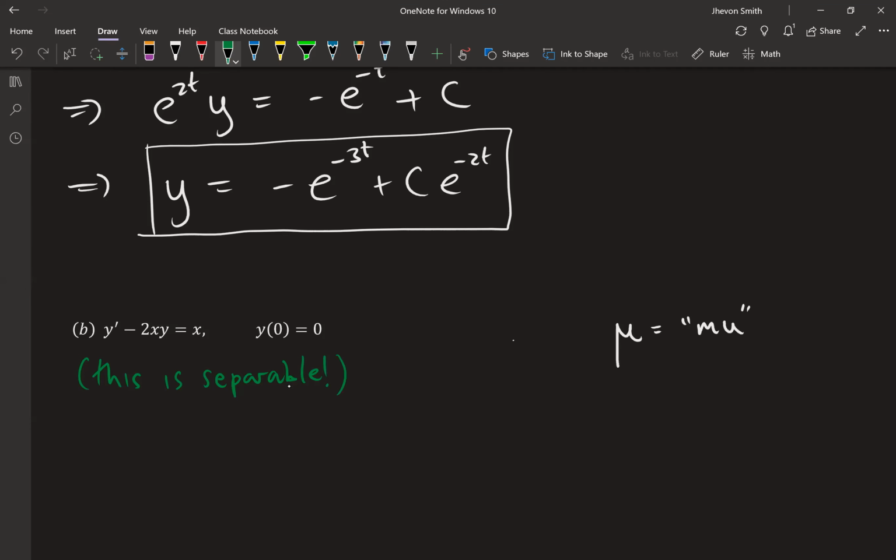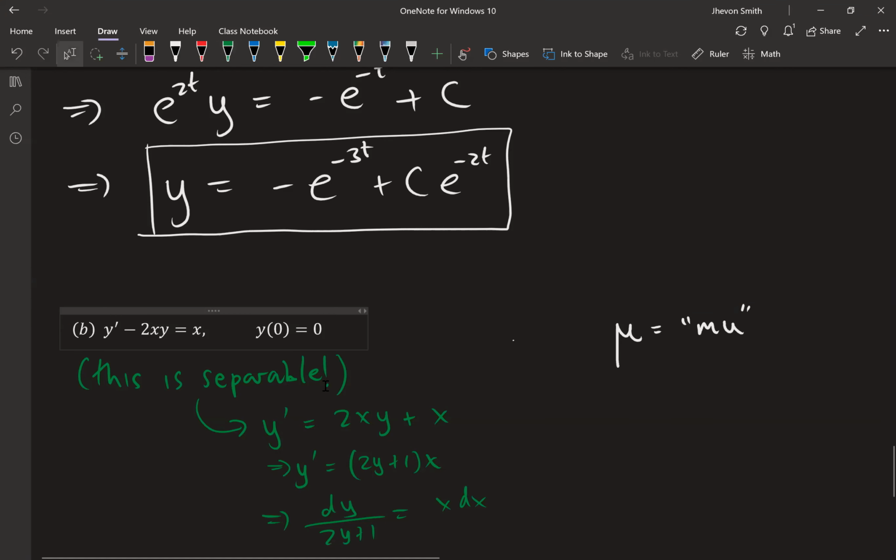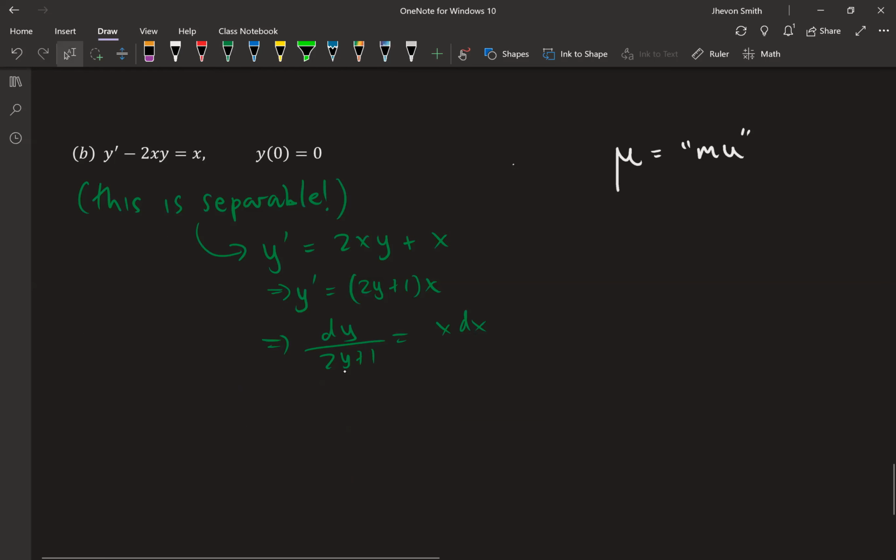Okay, so you could have done it the separable way, but how do I know it's separable? Y prime, I just noticed it was separable. You can write it like that. Then you can factor out an x. Then you can write it as dy over 2y plus 1 equals x dx. Then you can integrate both sides.